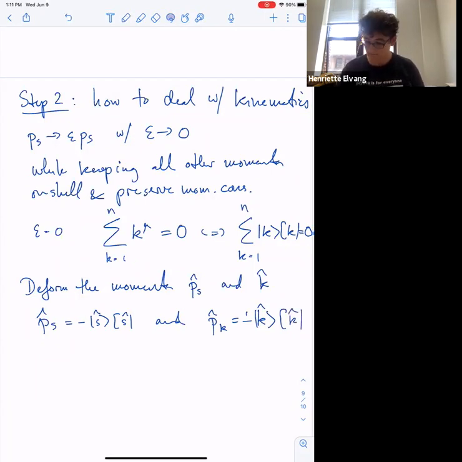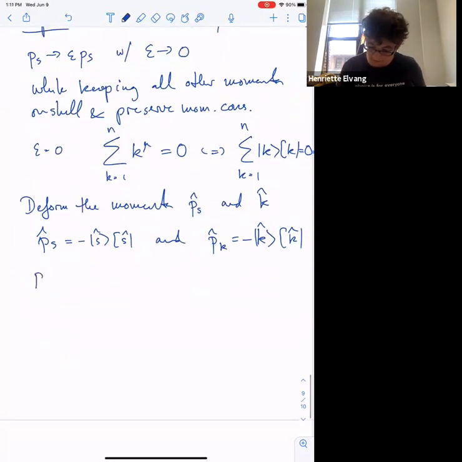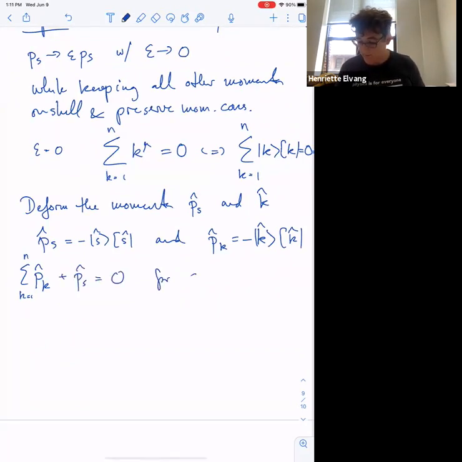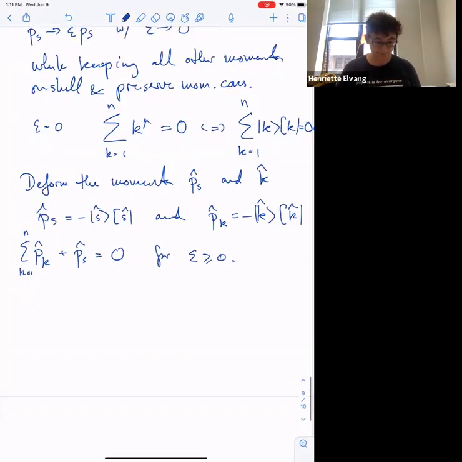Like that. And then the question is, how do I do this? So I want this to be such that the sum of all the P_K hats, K from 1 to n, plus P_S hat is equal to 0. That's how, for any epsilon greater than or equal to 0, I can get 0.